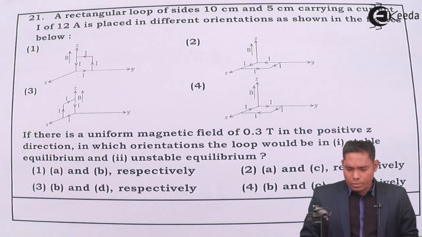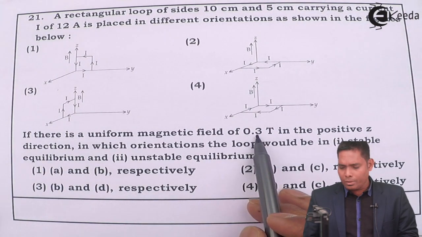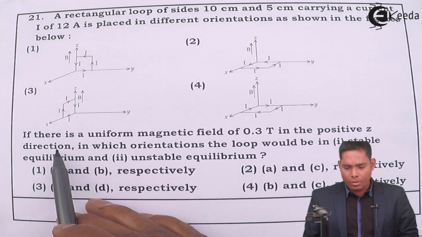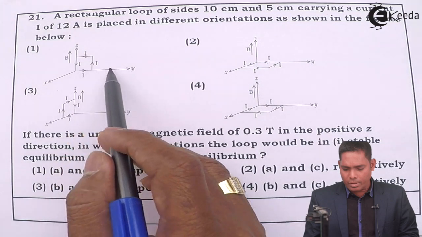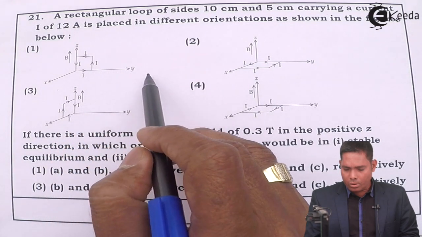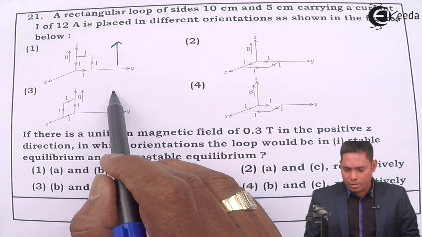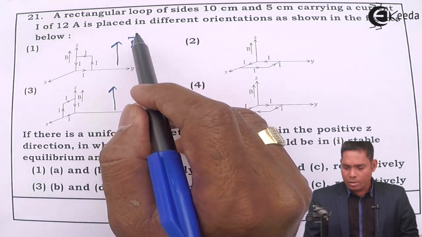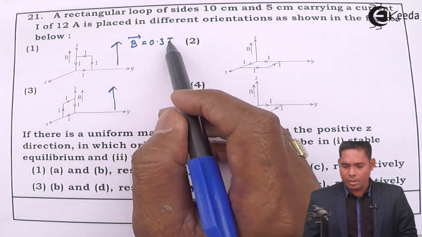Now, there is a uniform magnetic field of 0.3 Tesla in the positive Z direction. Positive Z direction is this. This is your Z. He has taken this X, Y, and Z. So this direction is your positive Z. Here also it is like this, here also like this. So in this direction, there is a magnetic field which is 0.3 Tesla.